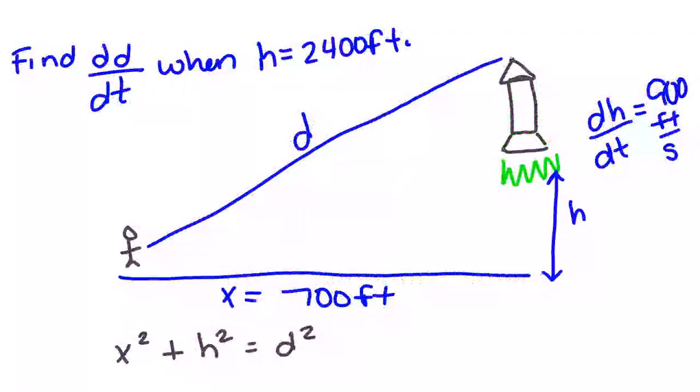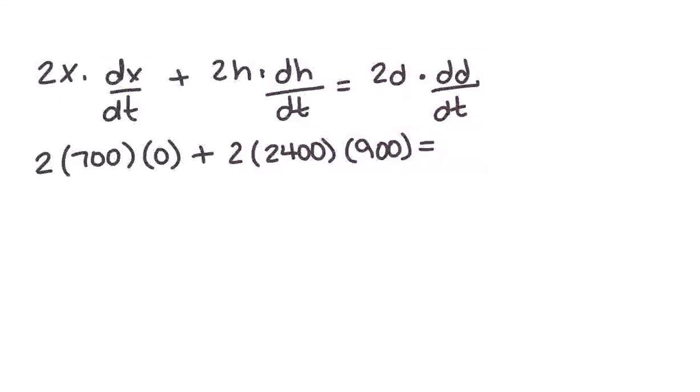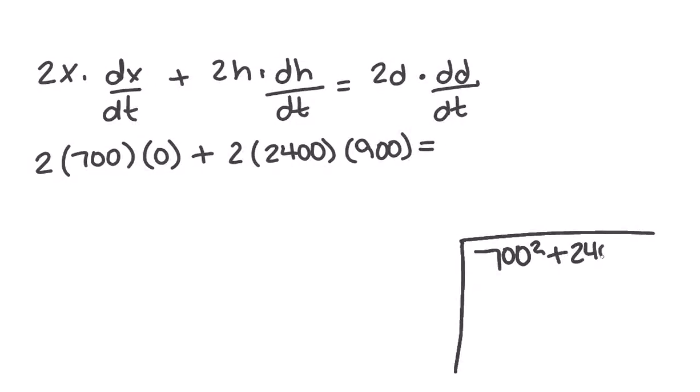Do we know d at this point in time? Well, we can, because we know that this bottom value is 700, and we know that the height is 2,400, so we can use the Pythagorean theorem to help us find what the d is. So we have a little scratch work over here. 700 squared plus 2,400 squared equals d squared. If you solve this, you find that d equals 2,500 at this point in time.